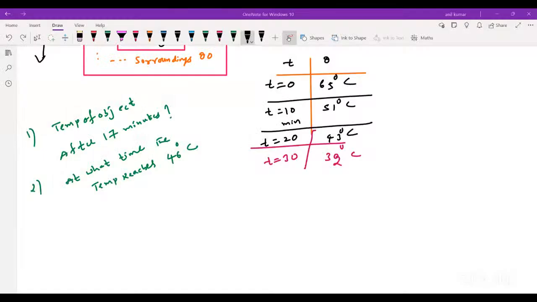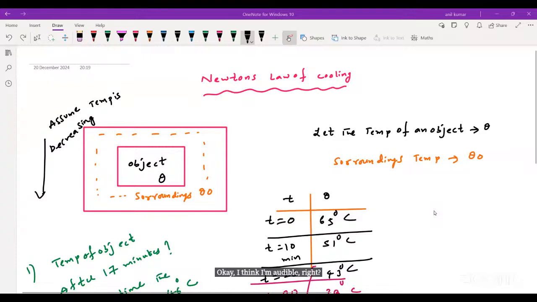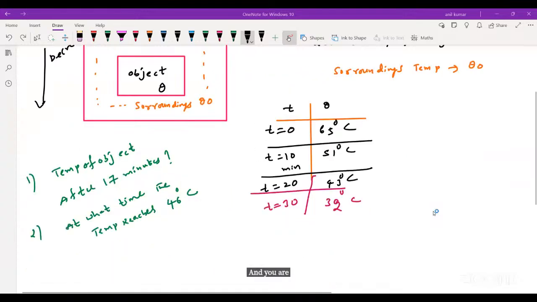Sir, good evening. Can you please give me admin power to change my screen? Yes, sir. You are co-host now. Yes, sir. Okay, I think I'm audible, right? Yes, sir. And you are able to see my screen also.